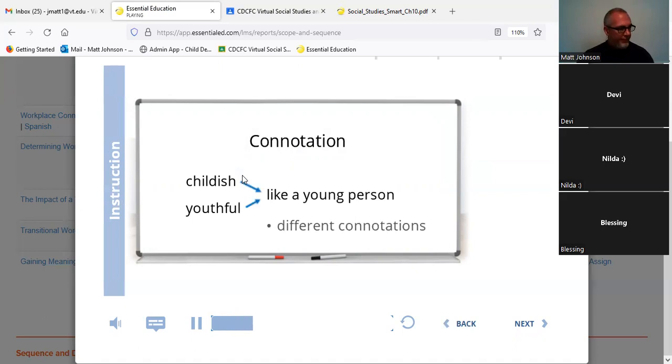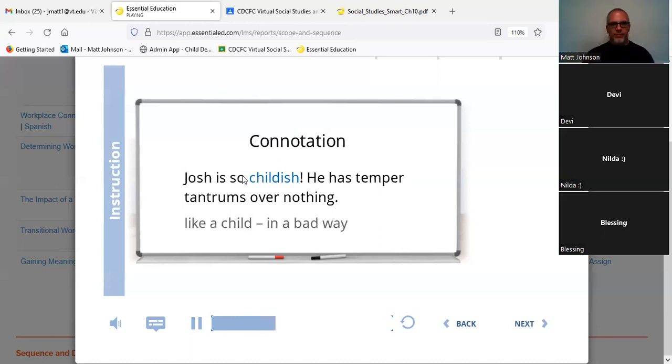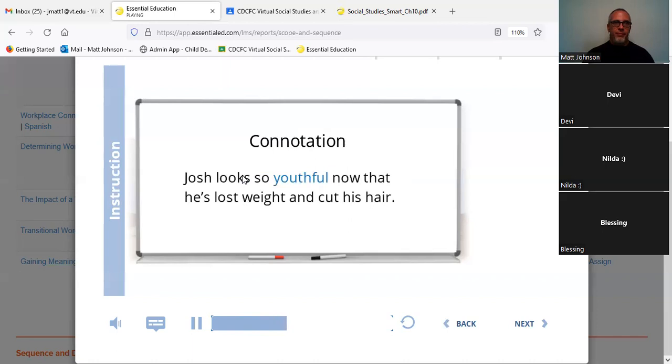You can often figure out connotations from context. Someone might say, Josh is so childish, he has temper tantrums over nothing. The context shows that Josh is like a child in a bad way. He has temper tantrums. On the other hand, someone might say, Josh looks so youthful now that he's lost weight and cut his hair. The context seems to use youthful in a good way. Josh looks good now that he's lost weight and cut his hair.